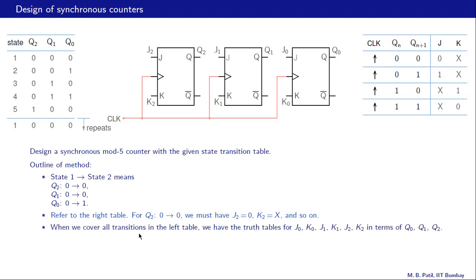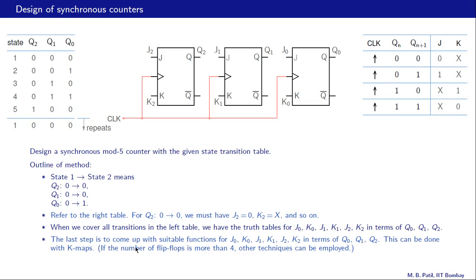When we cover all transitions in the left table, here we have the truth tables for J0, K0, J1, K1, and J2, K2 in terms of Q0, Q1, Q2. And the last step is to come up with suitable functions for J0, K0, J1, K1, J2, K2 in terms of Q0, Q1, Q2. And this can be done with K-maps, as we have seen earlier. If the number of flip-flops is more than 4, then we cannot use K-maps, and then other techniques can be employed.